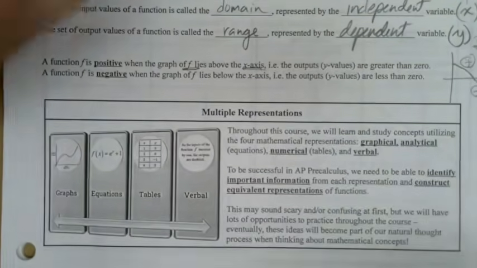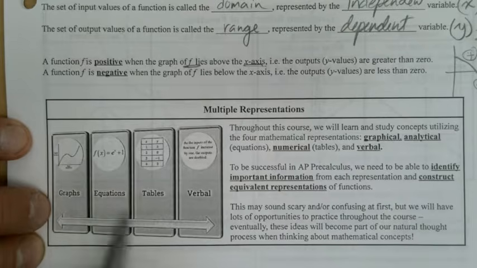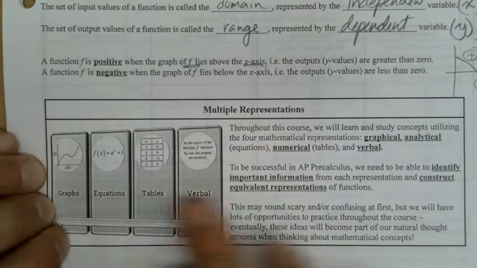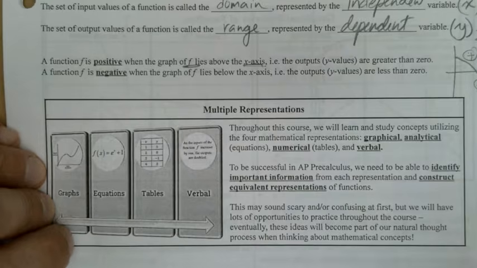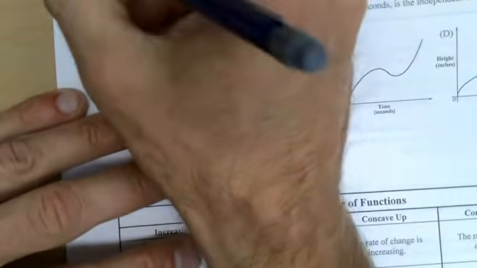Now, we've got some vocabulary all set up. Now we're going to look at multiple representations. Throughout this course, you're going to need to know graphs, equations, tables, and verbal explanations. All of these will be on the AP test. So let's actually dive into it. This is a fun problem. I'd love for you to try this one on your own.